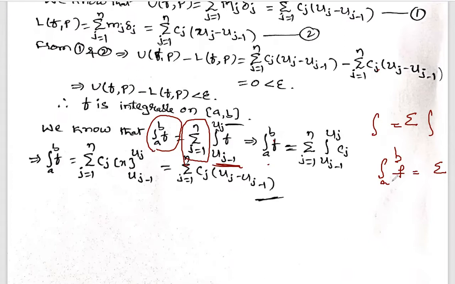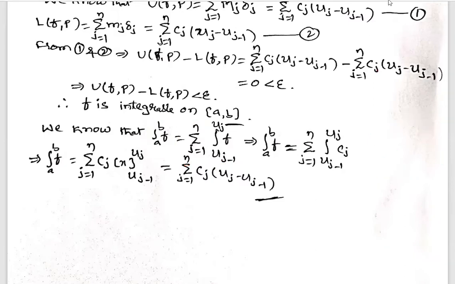So what is the integral a to b of f? That is the summation, j equals 1 to n, of c_j times delta x. What is delta x? That is u_{j-1} to u_j. So just substitute this here, applying the integration actually. Summation of c_j times (u_j minus u_{j-1}). That is what they just asked. Okay, this is just a simple one.